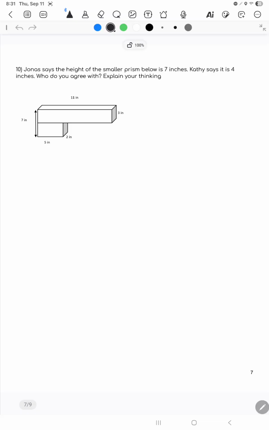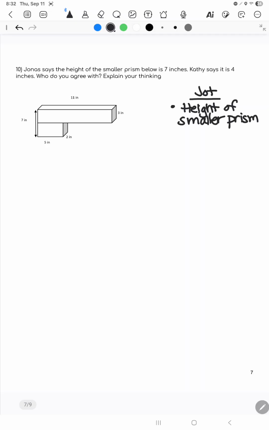Question number 10. Jonas says the height of the smaller prism below is 7 inches. Kathy says it's 4 inches. Who do you agree with? Explain your thinking. This is definitely going to be one of those problems I'm going to do a 3 read on. When I just read that, I was thinking, what's happening here? It looks like we're trying to figure out about the height of the smaller one. So in my jot, I'm talking about height of smaller prism.